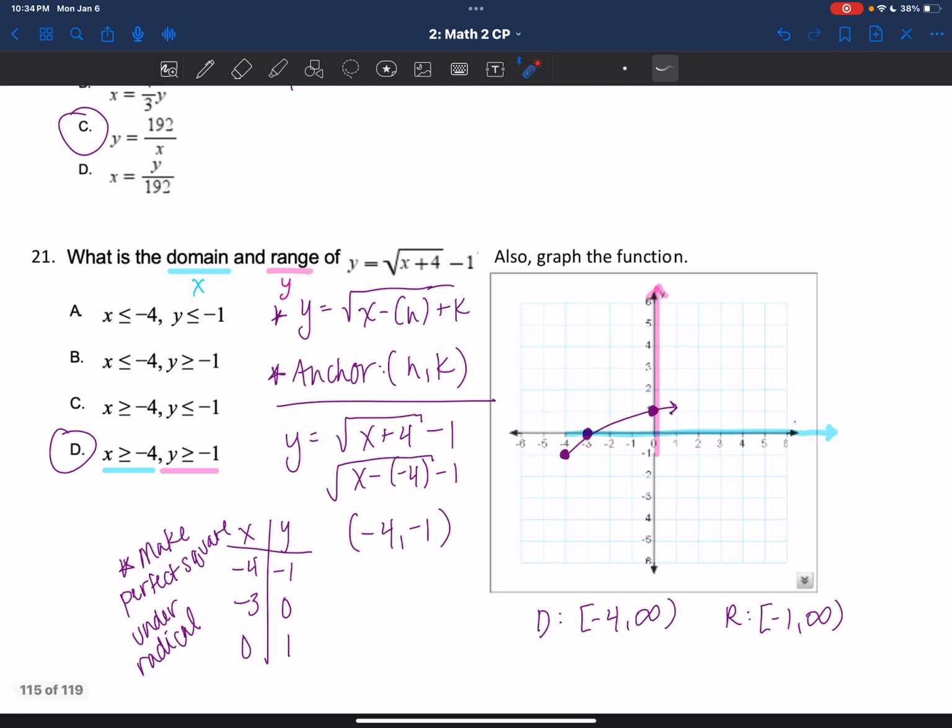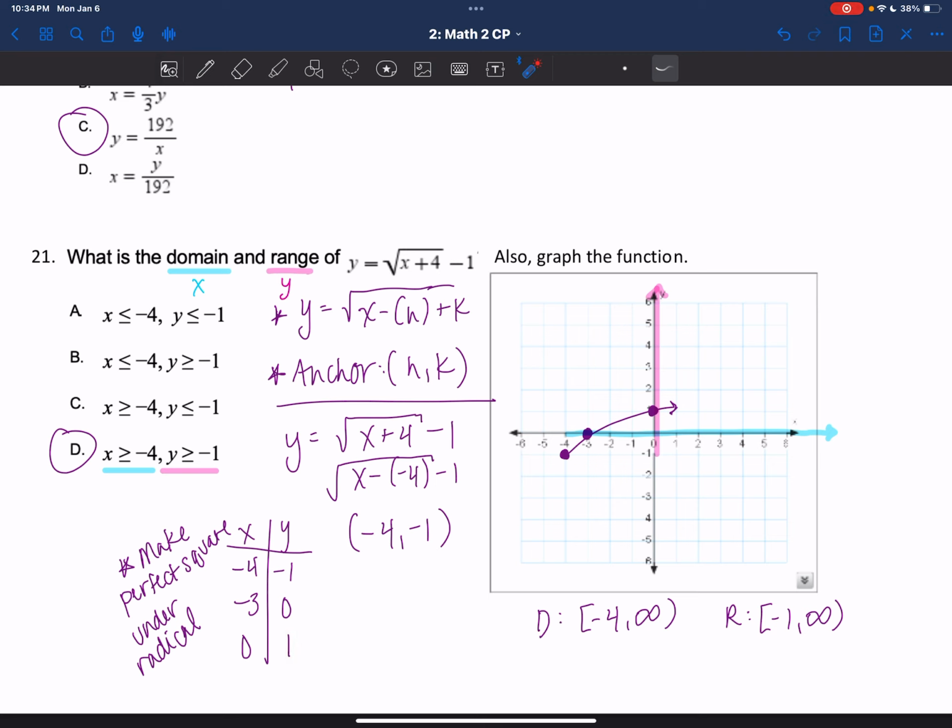And then when you're finding the other points, this is your first point that we found. I like to try to make a perfect square under the radical. So if I were to substitute in -3 here, you're going to get square root of 1 minus 1. Well, that's 1 minus 1, which gives you 0. And then now, if I were to plug in 0, you're going to get root 4 minus 1, so that's 2 minus 1, which equals 1. And then you plot your points. It should look like half a parabola.